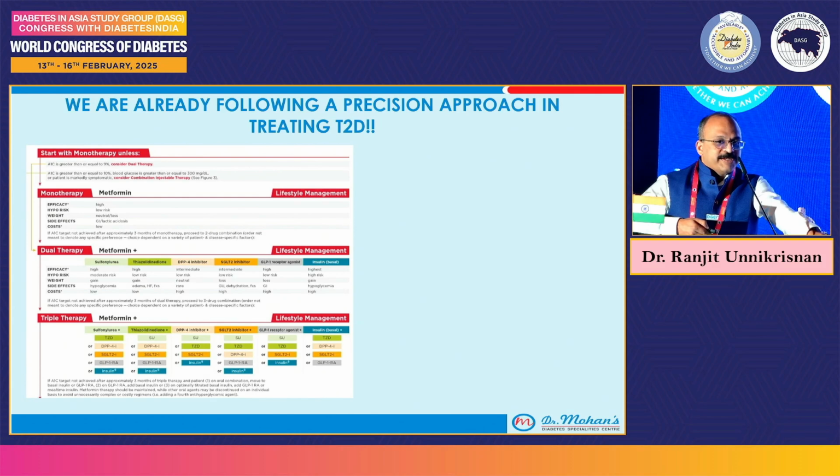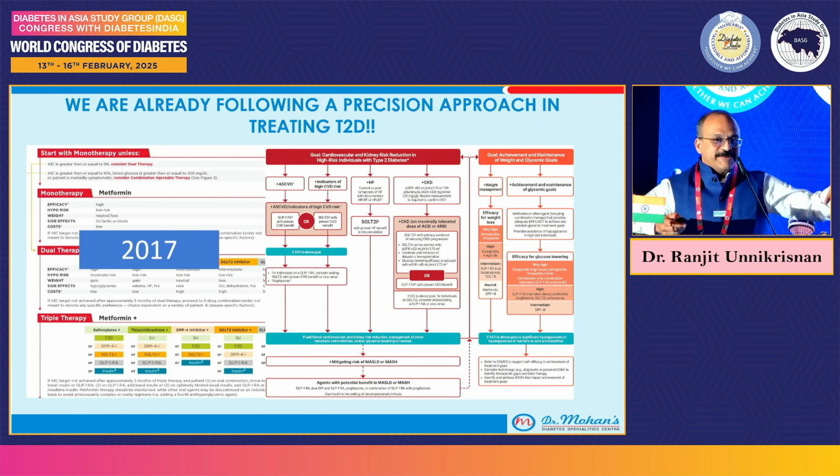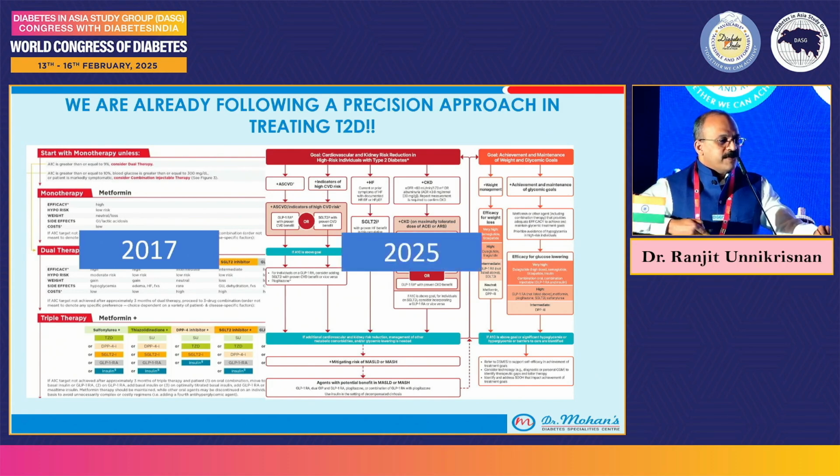Ancient people like me remember these guidelines. And some of the senior people in the audience may know this is the 2017 ADA guidelines. See the first treatment for type 2 diabetes: metformin, metformin, metformin. Look at the current guidelines. Metformin is there, yes. But now you have SGLT2 inhibitor, GLP-1 receptor agonist, all that sort of thing for people who have specific phenotypic characteristics: ASCVD, CKD, and congestive heart failure. So we are already following some form of precision medicine in treating type 2 diabetes.